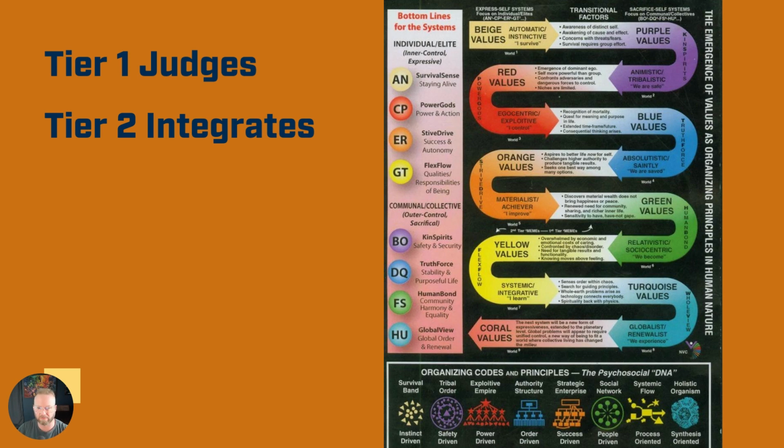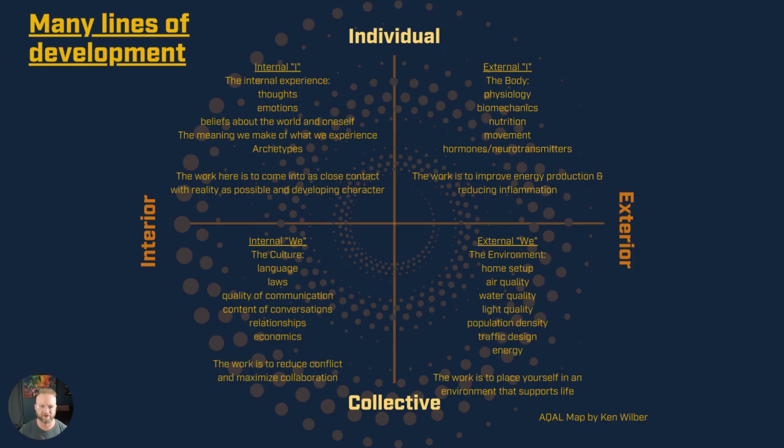I already mentioned this too. Tier one, so anything that is green and before, tends to involve a lot of judgment between the different sets of values and memes. And then tier two consciousness is much more integral and integrates all these ideas. So, as much as I'd like to say that you or I have developed our entire being into these stages, it's not as pretty as this when we actually apply it. As I'm presenting it and as we're looking at it, it may seem like we're going to lay this over the AQAL map and the many lines of development, and we have our internal experience, our body, culture, and environment, and we're steadily developing all of these things together, and there is synergy between them.